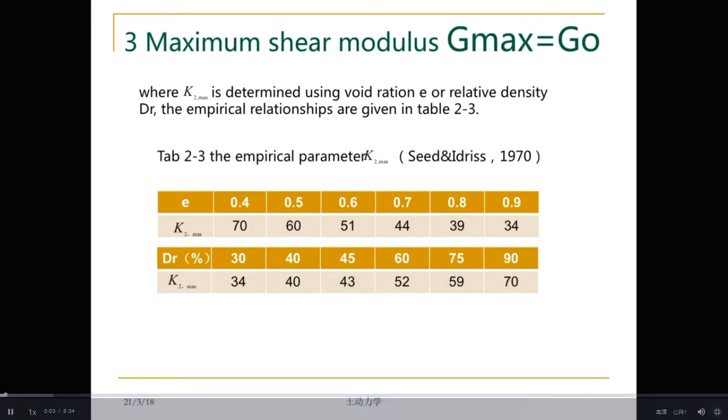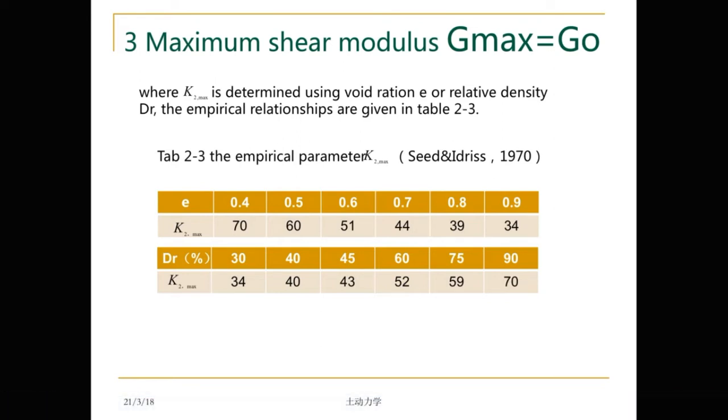In this table, if we know water ratio E, we can read out how much is K2 max. If we know relative density Dr, we can also read out how much is K2 max. And do you know the relationship between the E and Dr? Dr, relative density, can be calculated by the current water ratio E.